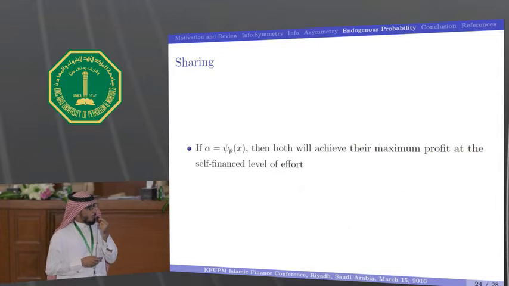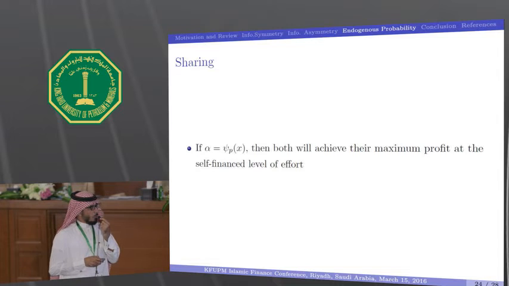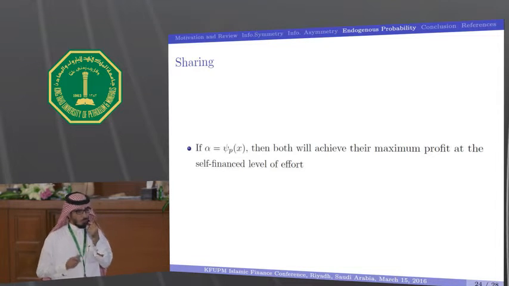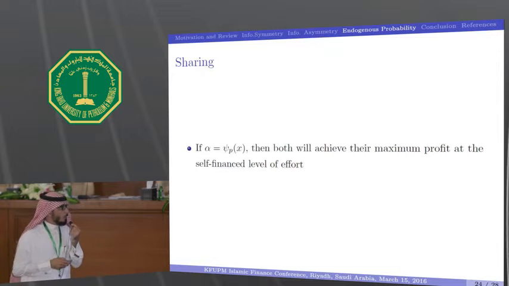Under the sharing situation, again, if we set the sharing rule to this relation, we get that both will achieve their maximum profit at exactly the self-finance level of effort. So there is no loss of efficiency, if you want.